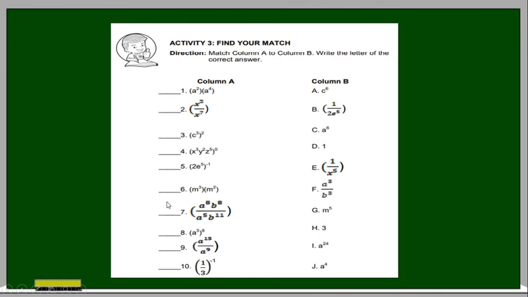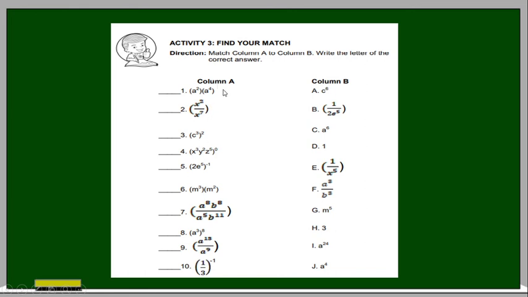Okay? And for activity number 3, find your match. Match column A to column B. Then write the letter of the correct answers. Okay? So, dito, letters lang from numbers 1 to 10. Letters lang yung ilalagay ninyo dito.